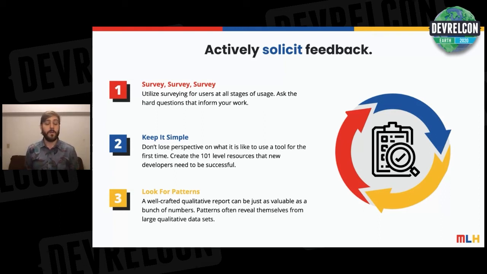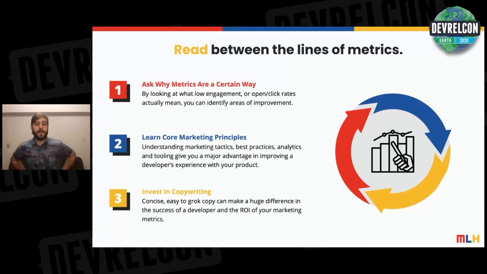And the last thing is look for patterns. Oftentimes we get caught up in creating these really compelling quantitative ROI reports, but a well-crafted qualitative report with interesting patterns in it can be just as valuable, if not more so. And lastly, think about metrics in a different way. As we're compiling all of these reports and saying, okay, this is our open rate, this is how many views we got, etc., you have to ask why, right? You have to separate vanity metrics from real world KPIs. And a lot of this can actually be informed by core marketing principles.